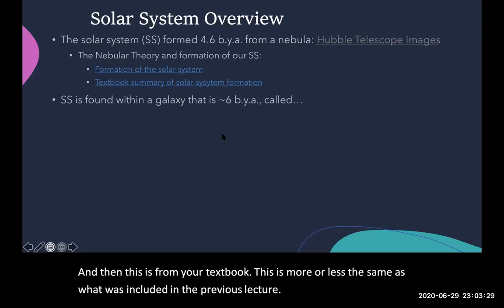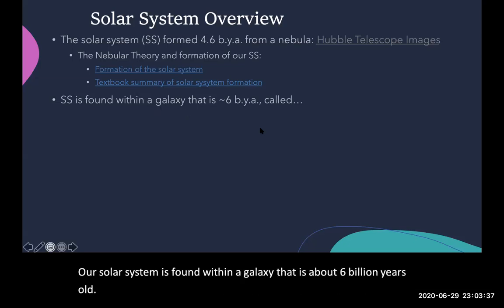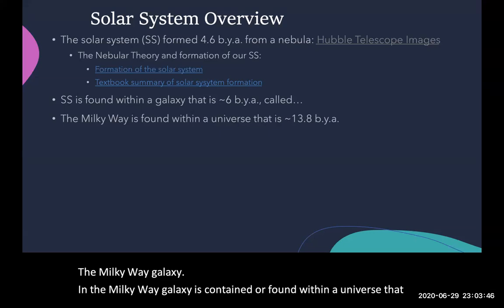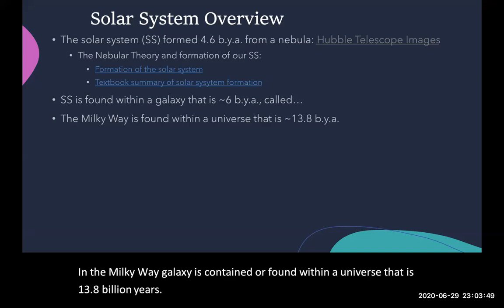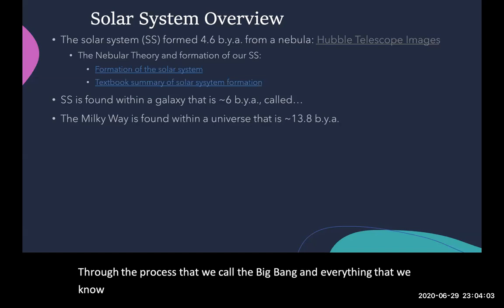Our solar system is found within a galaxy that is about 6 billion years old, called the Milky Way galaxy. And the Milky Way galaxy is contained or found within a universe that is 13.8 billion years old, or was formed 13.8 billion years ago. The universe was created through the process that we call the Big Bang, and everything that we know of began at that time.